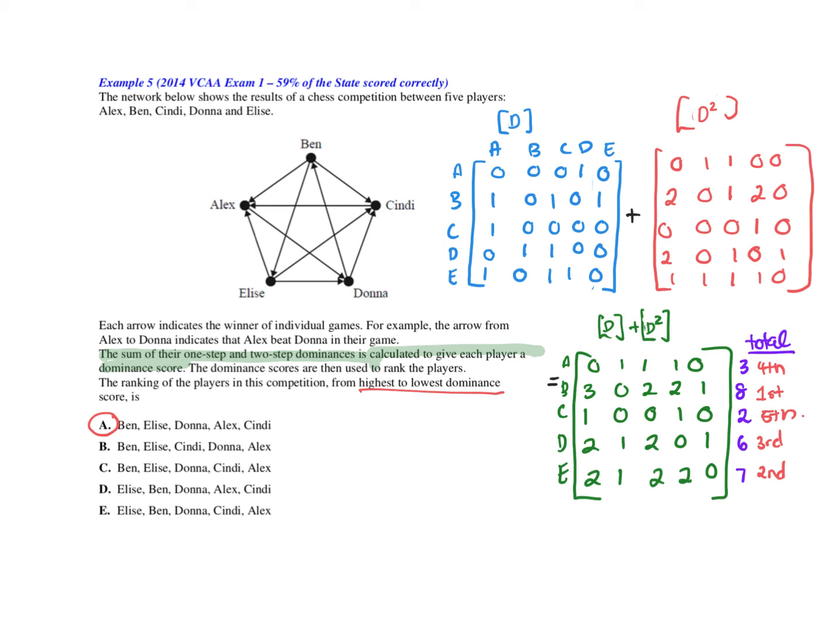So if you have a look, I might just do the A one first. So they didn't play themselves, so there's a 0. Now, if we look to see who A won against, it only won against Donna. So there's why there's a 1 on the Donna. Okay, and then if I do another one, so if I look at Ben, doing the next one, he beat Alex, so there's the 1. He also beat Elise, so there's a 1 on Elise. And he also beat Cindy, so you can see there's the 1 on Cindy, and then zeros everywhere else.